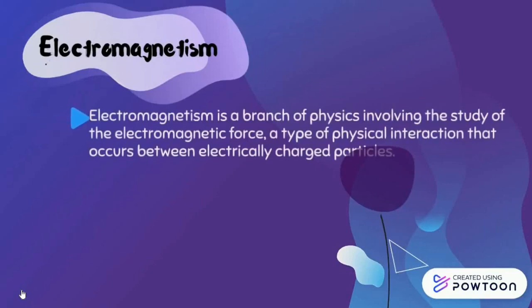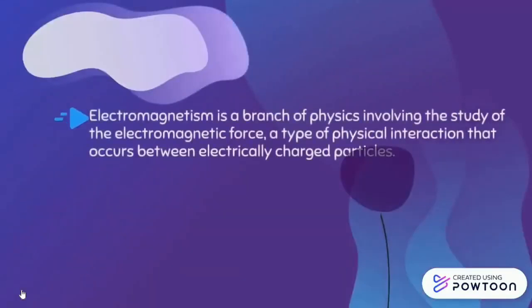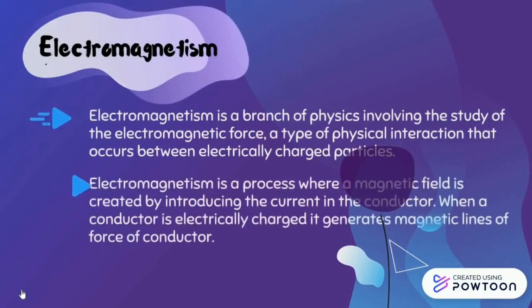Electromagnetism is a branch of physics involving the study of the electromagnetic force, a type of physical interaction that occurs between electrically charged particles. Electromagnetism is also a process where a magnetic field is created by introducing current in a conductor. When a conductor is electrically charged, it generates magnetic lines of force around the conductor.